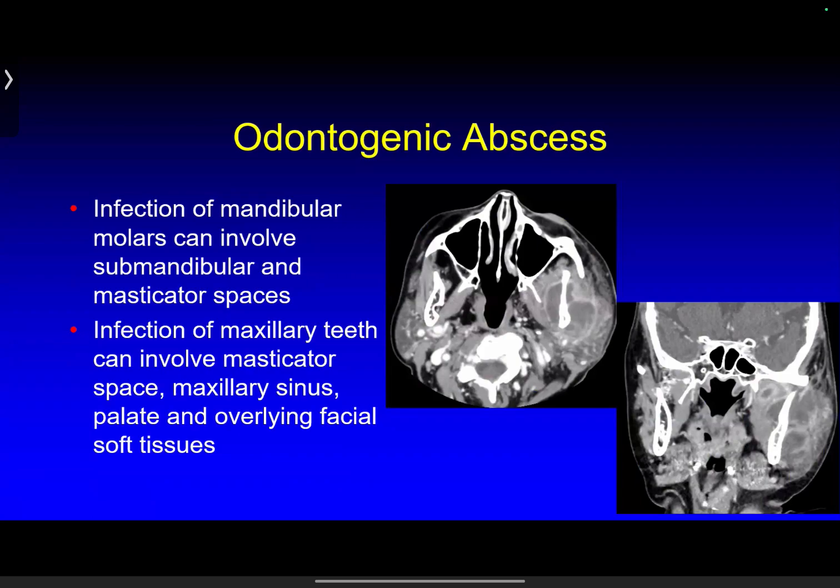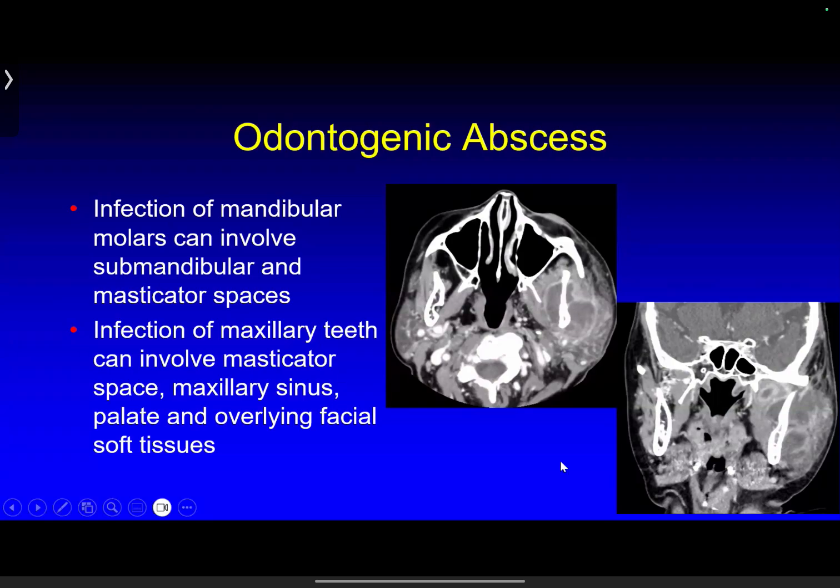If the infection involves a mandibular molar, it can spread to involve the submandibular and the masticator spaces. And this is because the roots of the mandibular molars extend below the mylohyoid muscle, which separates the sublingual and submandibular spaces. Once infection gains access to the masticator space, it can spread along the branches of V3 and through the foramen ovale into the intracranial compartment.